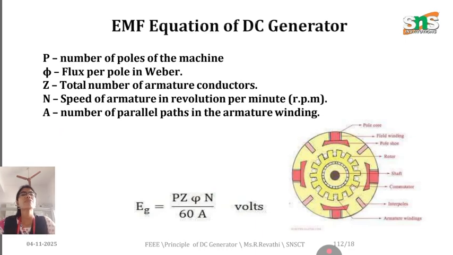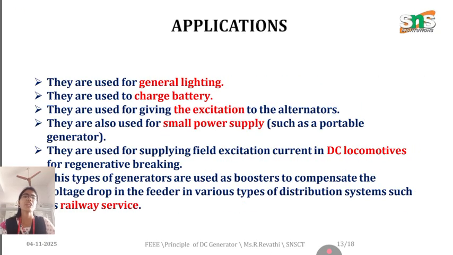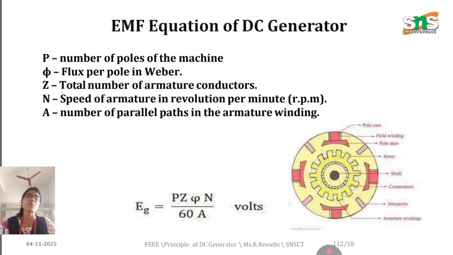For the EMF equation, we consider P equal to the number of poles, phi equal to flux, Z equal to the number of conductors, N equal to the speed of the armature, and A equal to the number of parallel paths, which is classified into two types, wave winding and lap winding. In wave winding, A is 2. In lap winding, A is equal to the number of poles. We know that lap winding is parallel connected and wave winding is series connected. The EMF equation is Eg equals P phi Z N divided by 60 A volts.